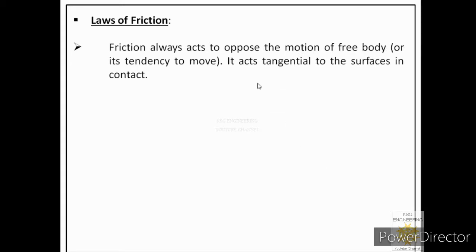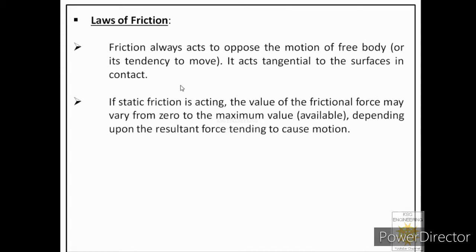Friction always acts to oppose the motion of a free body or its tendency to move. It acts tangential to the surfaces in contact. If static friction is acting, the value of the frictional force may vary from 0 to the maximum value available, depending upon the resultant force tending to cause motion.